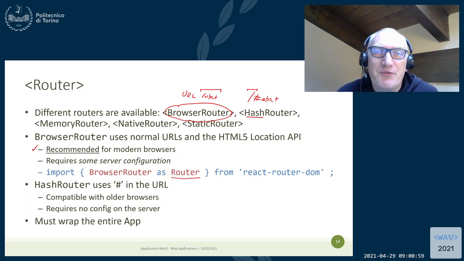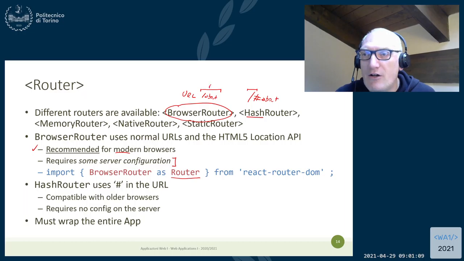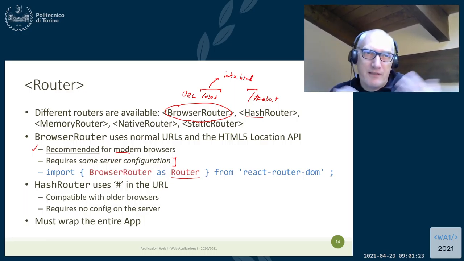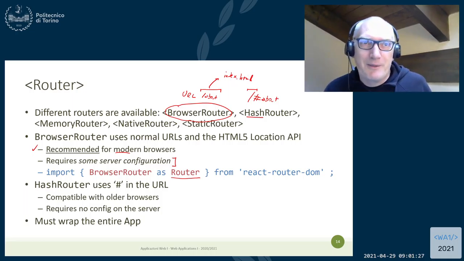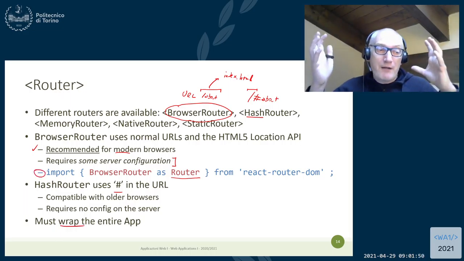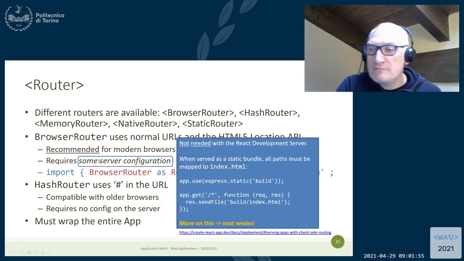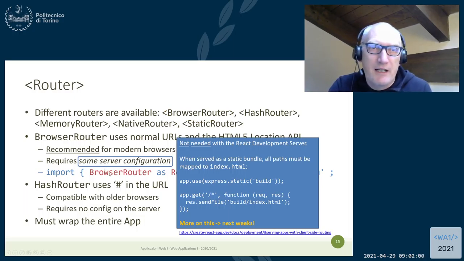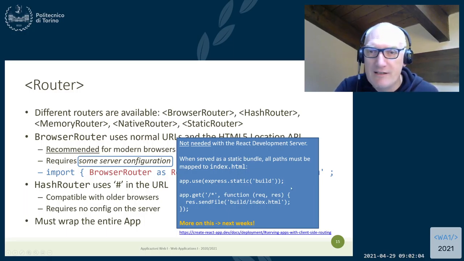The price that you have to pay for the browser router, apart from using modern browsers, is also configuring the server so that all the different URLs always map to index.html, that is our application. It's some server configuration that for the moment is automatically done for us in the React server. We'll see later on, when we discuss the servers, how to configure that. It's just a small detail. And if you don't have control of the server, then you may use the hash router that doesn't need this kind of configuration. So the idea is just this router tag. You import it by selecting which kind of router, and then you must put it around the entire application. The server configuration is as easy as a couple of instructions, but we'll see it next week when we start discussing the server side of the applications.